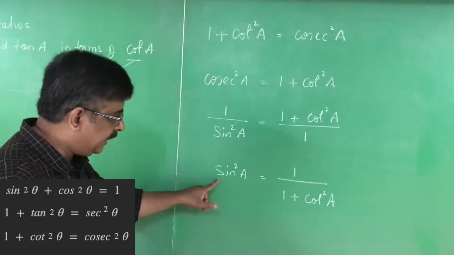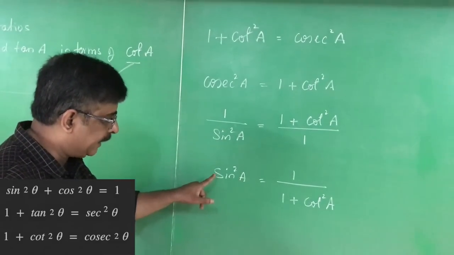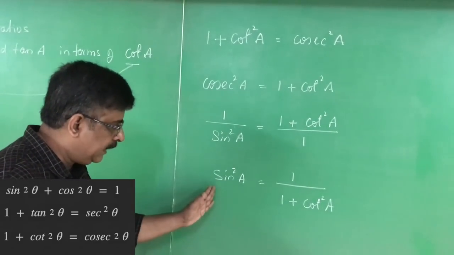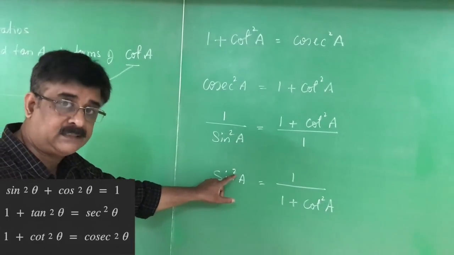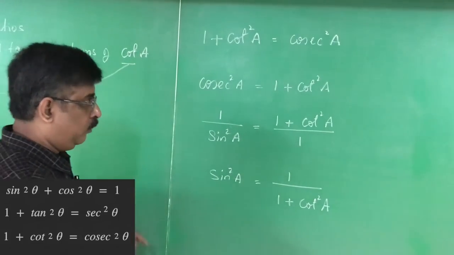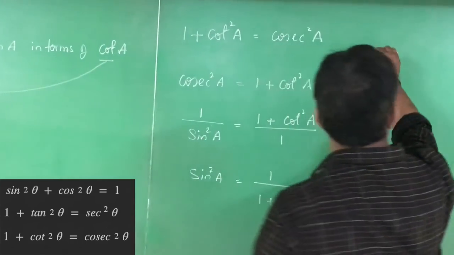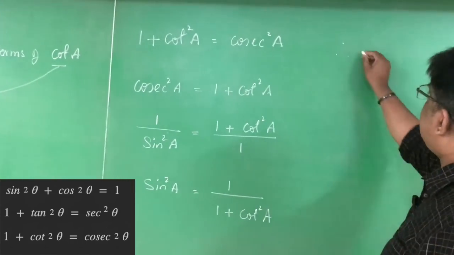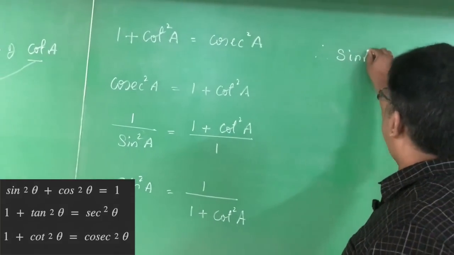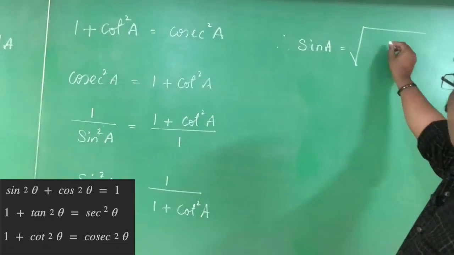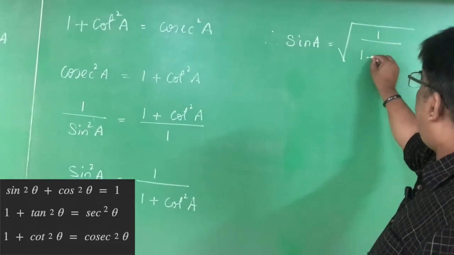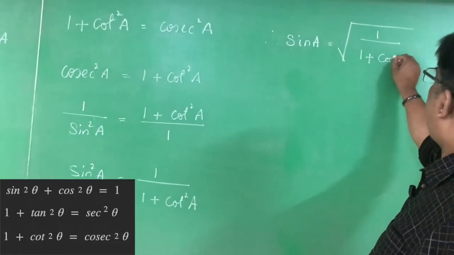But what he is asking is, he wanted to express sine in terms of cot, sine theta. Here, what is there? Sine square is there. Therefore, I write it here. Therefore, sine A equals square root of 1 by 1 plus cot square A.